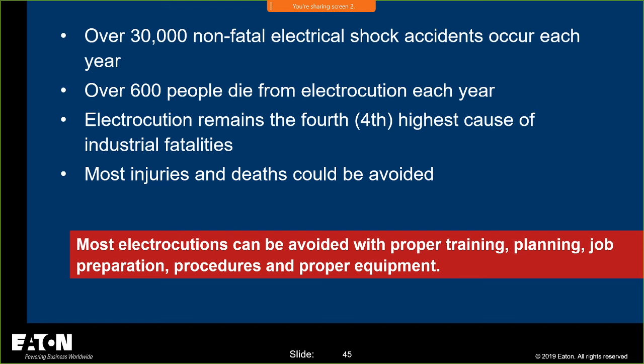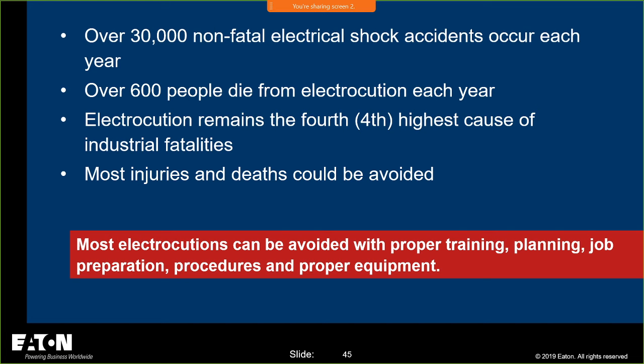Now, what we know about electrocutions: over 600 people die from electrocution each year, and there are over 30,000 non-fatal electrical shocks. Now, it can be non-fatal, but remember, when current passes through the body, it'll find those low impedance paths. Unfortunately, that's through our veins, those very high saline, salty solutions. And then where do your veins go? To your organs. So you may have a non-fatal shock, but it can still cause injury that could be permanent or long-term at least. It's the fourth highest cause of industrial fatalities.